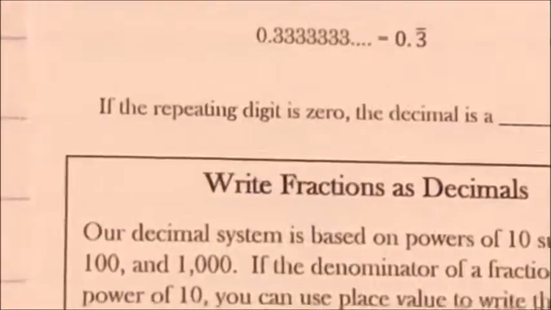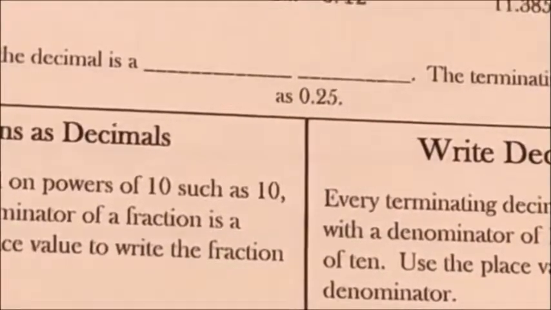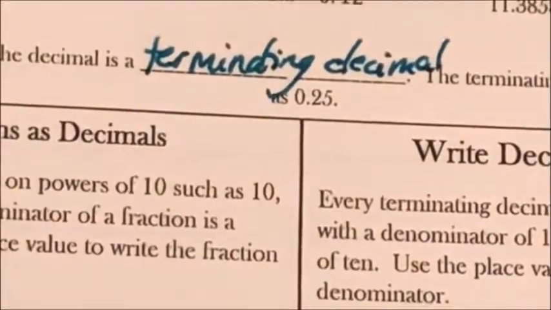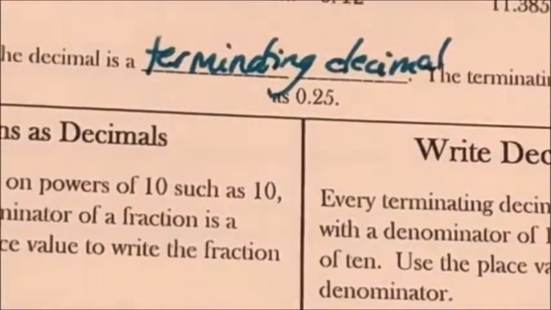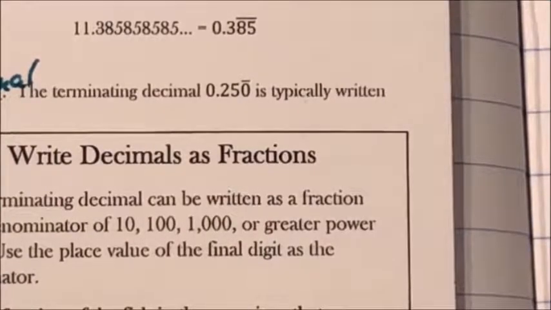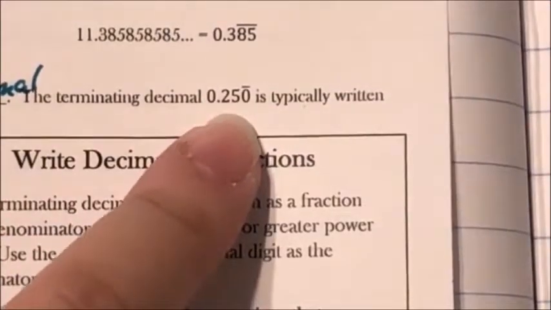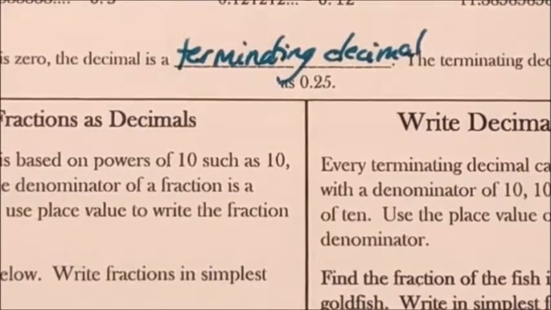So if the repeating digit is 0, the decimal is a blank blank. In those two blanks, you're going to write terminating decimal. Okay, so if the repeating digit is 0, the decimal is a terminating decimal. The terminating decimal 0.250, notice the bar is over the 0, is typically written as 0.25. So you don't have to worry about the 0 with the bar over top of it.